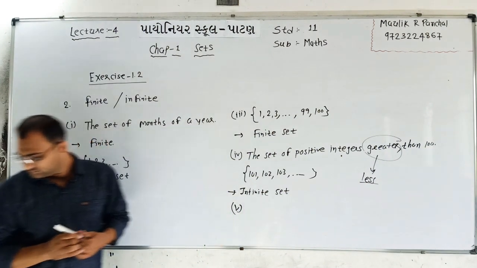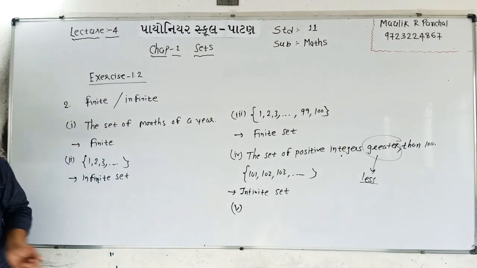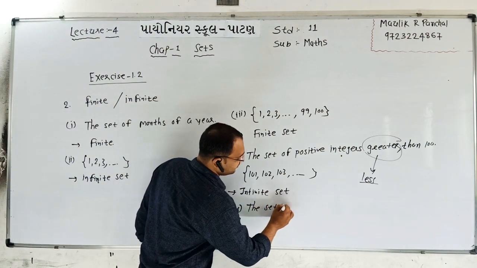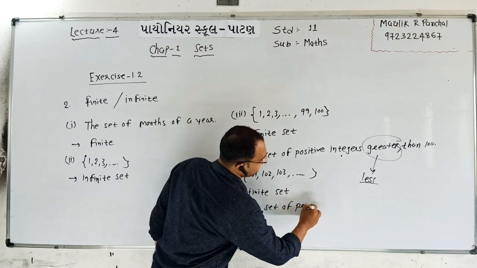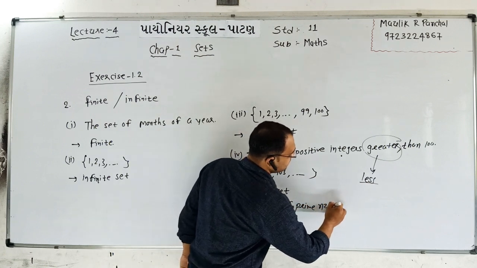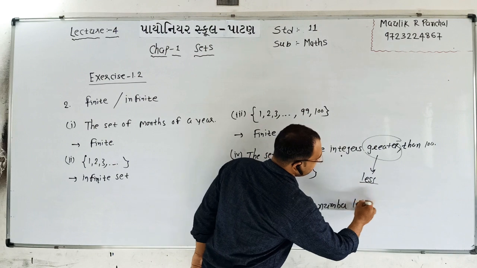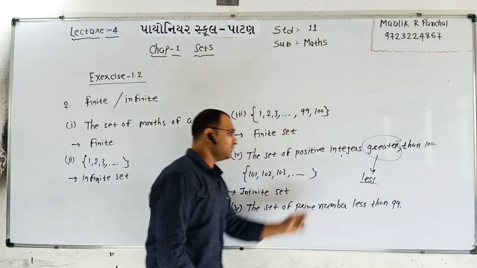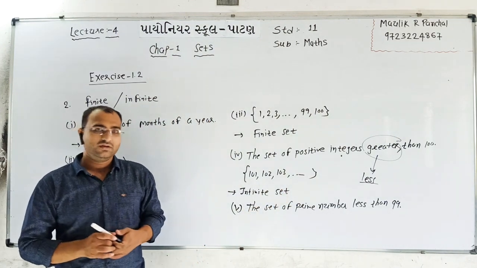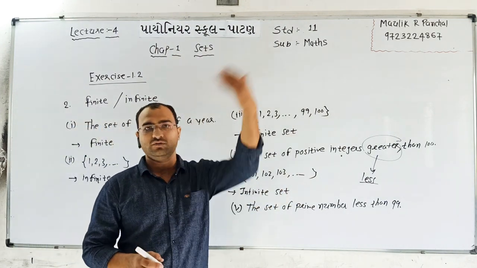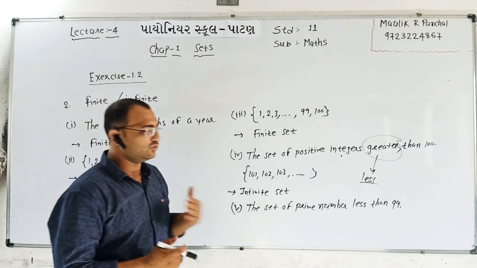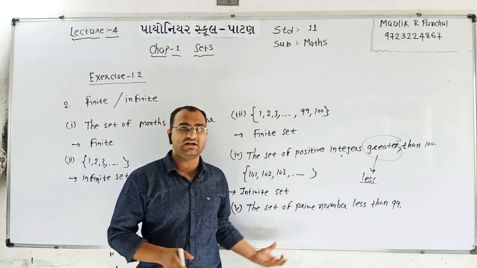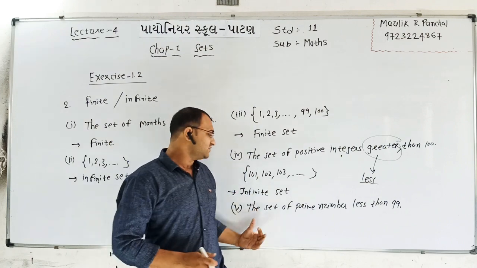Fifth, the set of prime numbers less than 99. We know 2, 3, 5, 7, 11, 13 up to 97. That means this set has a definite number of members, so it is called a finite set.